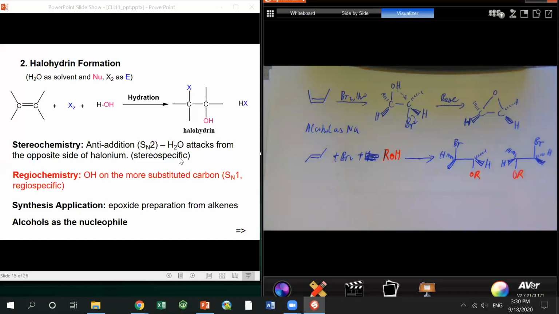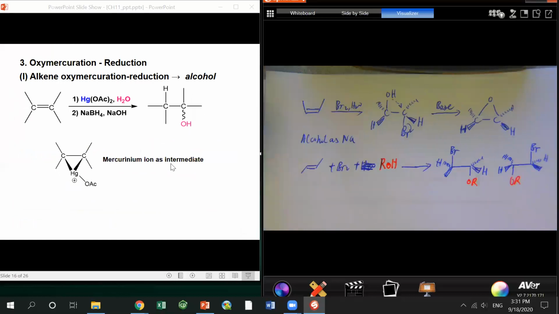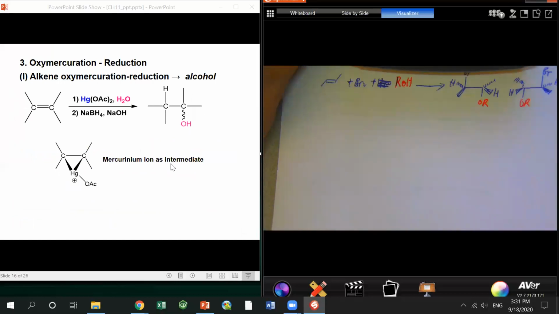All right, so that's here. Keep in mind, alcohol can also do a similar reaction, but instead of the OH, OR will add on as a nucleophile. So that's the second reaction, the mechanism 2.